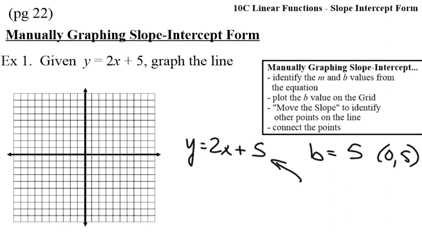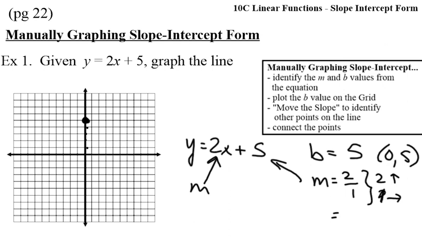The y-intercept. There's your starting point. We know our line goes through there. What else do we know? We know the slope is 2. So I can move the slope, which is 2 over 1. How does that tell me to move? 2 up on the rise, 1 right, because they're positive.